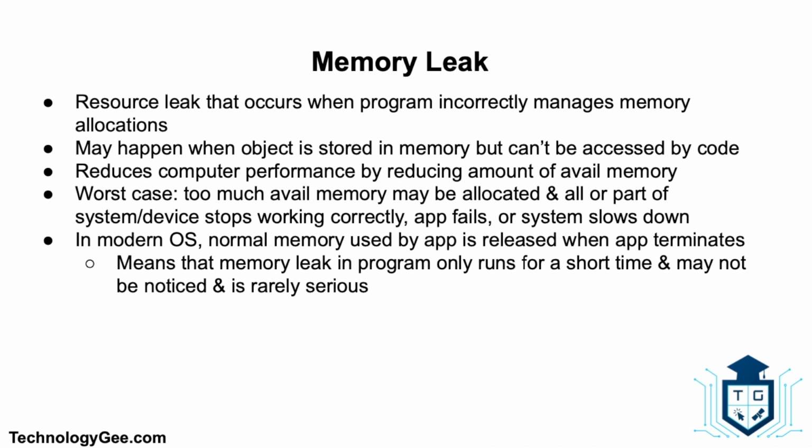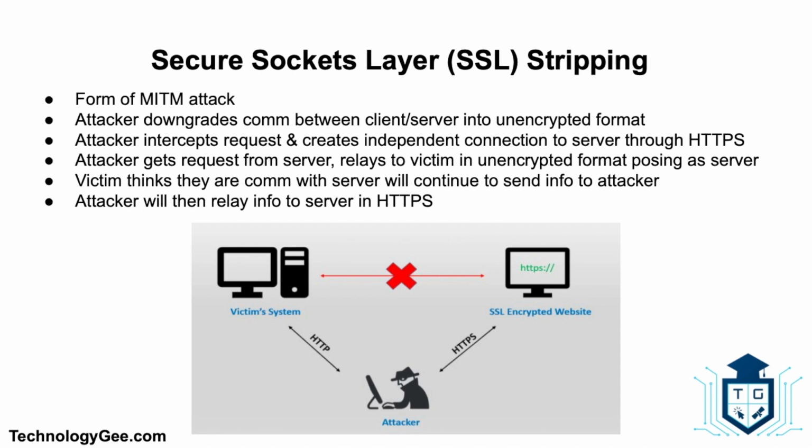A memory leak reduces the performance of the computer by reducing the amount of available memory. Eventually, in the worst case, too much of the available memory may become allocated and all or part of the system or device stops working correctly. The application may fail or the system slows down due to thrashing. Memory leaks may not be serious or even detectable by normal means. In modern operating systems, normal memory used by an application is released when the application terminates. This means that a memory leak in a program that only runs for a short time may not be noticed and is rarely serious.